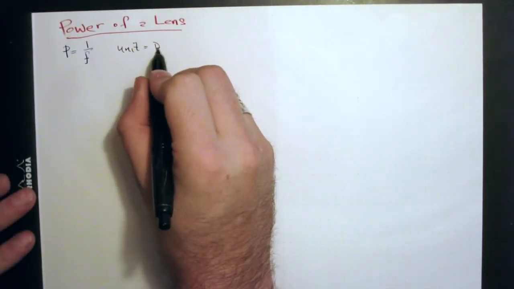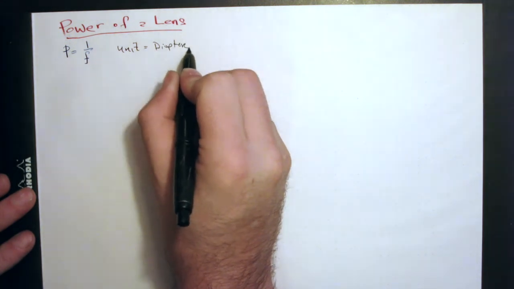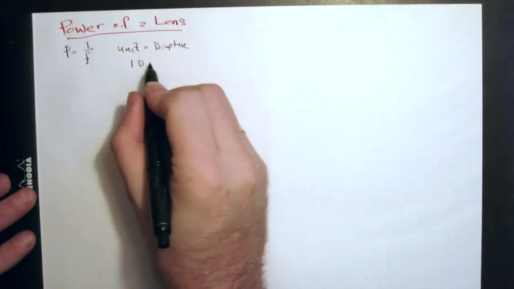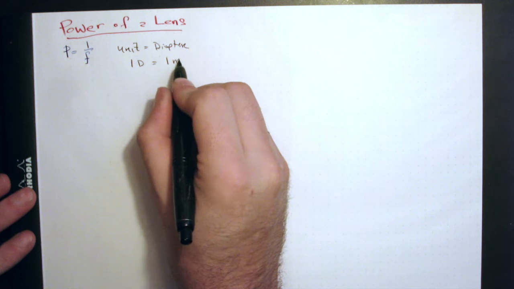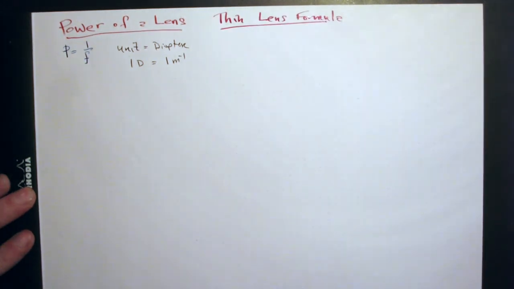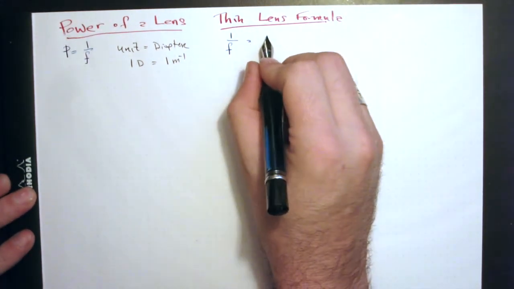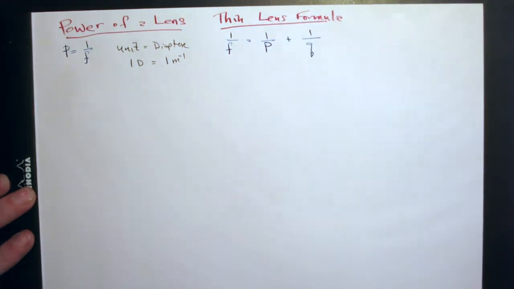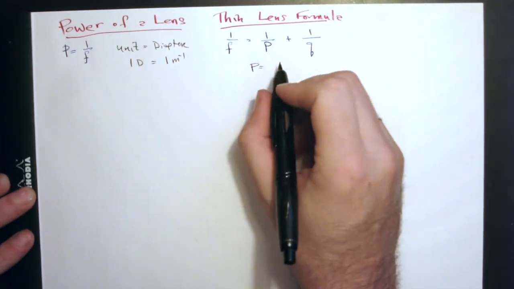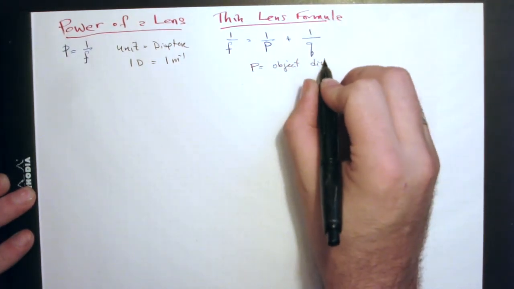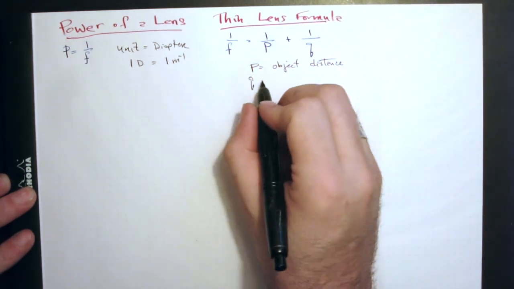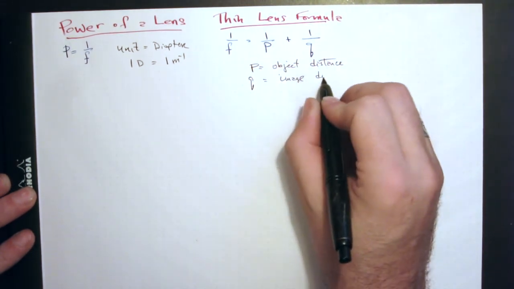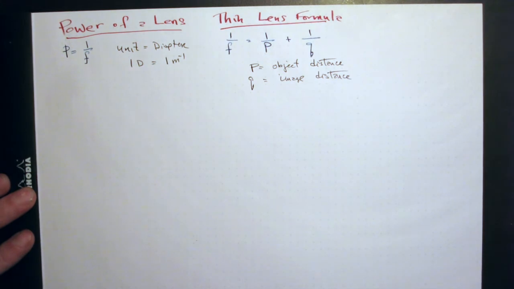Now to choose the proper corrective lens, the power of lens must be determined, and it is found by taking the inverse of its focal length and then using the thin lens formula to determine this focal length. Here it's 1 over f equals 1 over p plus 1 over q, where p is the object distance, and q would be the image distance.